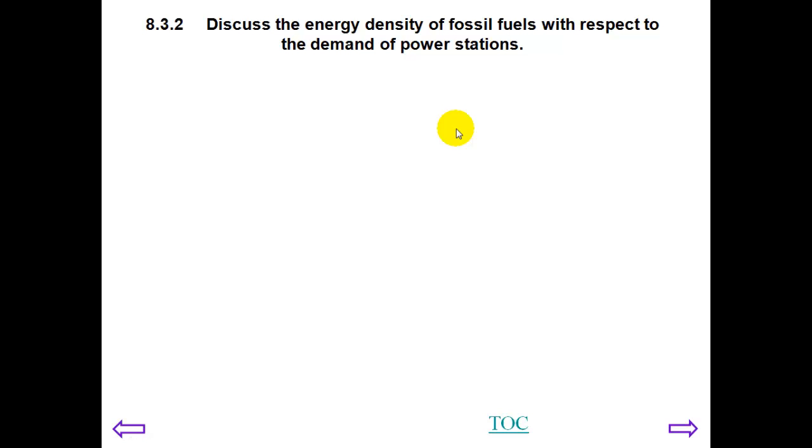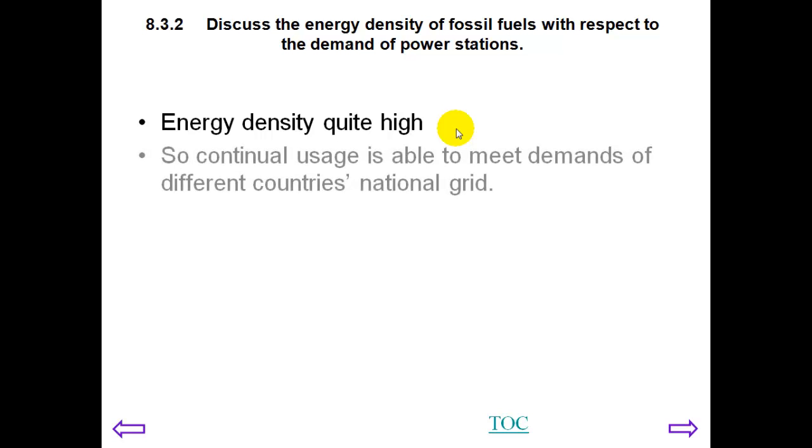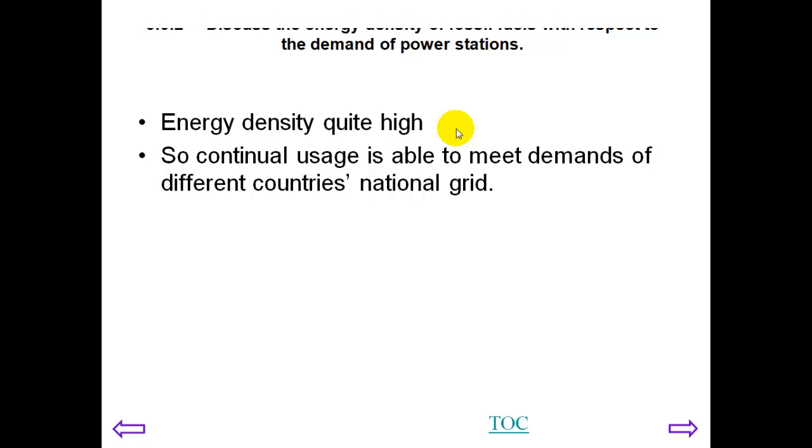Energy density of fossil fuels. The energy density is quite high, and so therefore we're able to meet the energy demands by using fossil fuels, in particular coal and oil, and we're able to supply enough electricity to meet the different countries' needs.